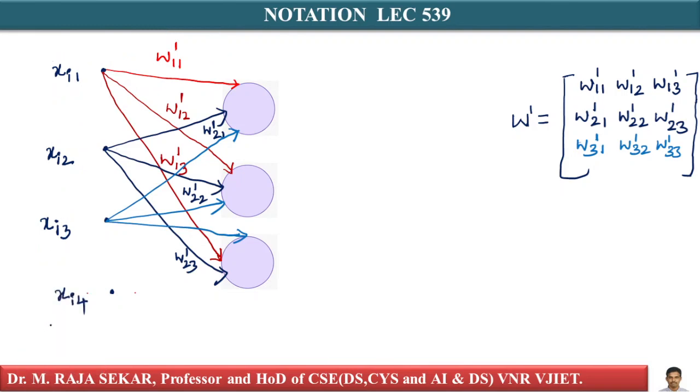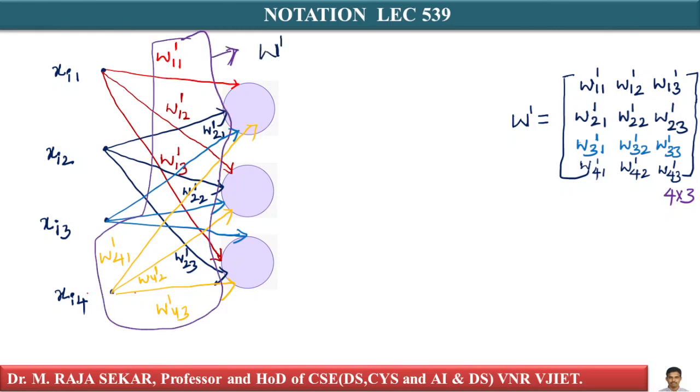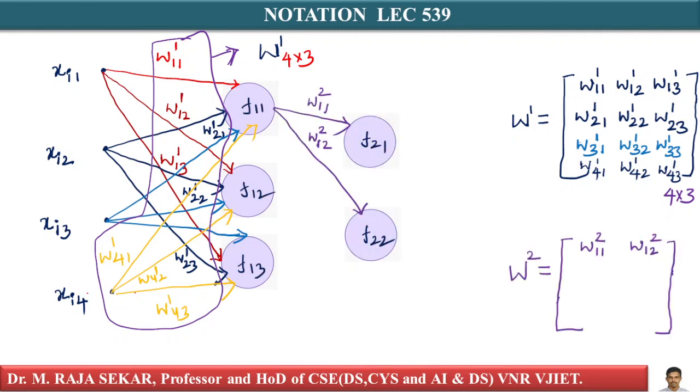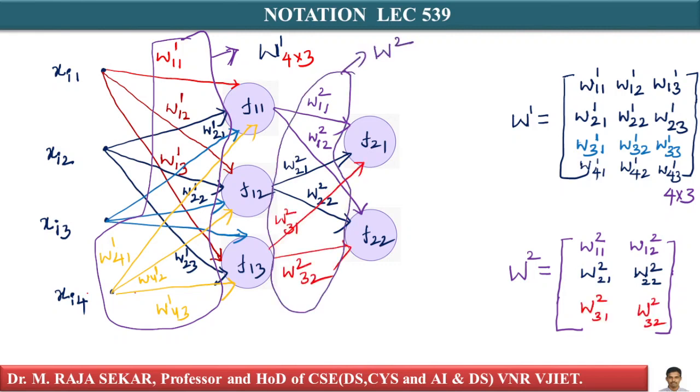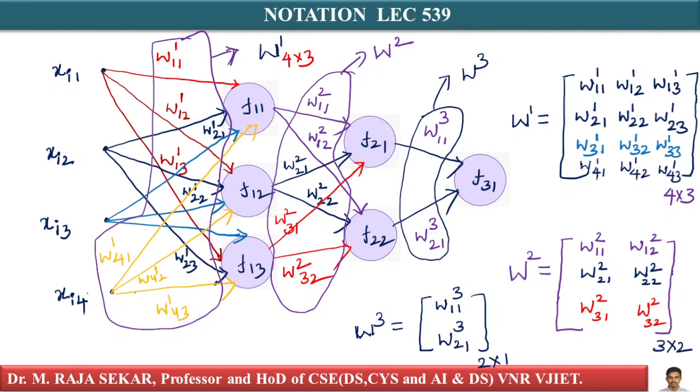Just see, you can see the connections here, isn't it? What is the order of this particular matrix? There are 4 rows, 4 inputs and 3 outputs, therefore a 4 by 3 matrix. The entire set of weights from the input layer to the first hidden layer is represented in the form of a matrix, that is W power 1. In a similar manner, I can represent a matrix from layer 1 to layer 2. It is W power 2. What is the order of that particular matrix? That matrix order is 3 by 2.